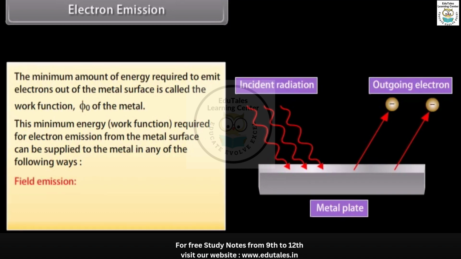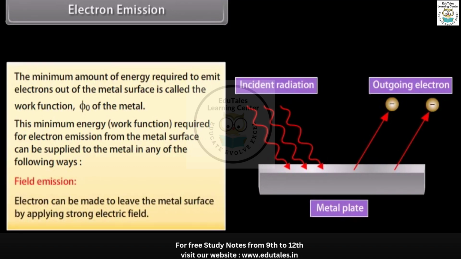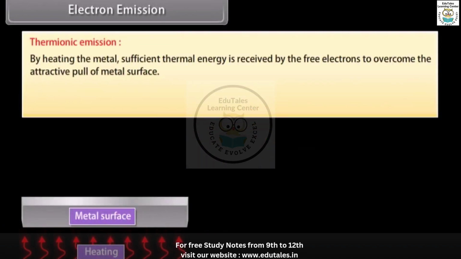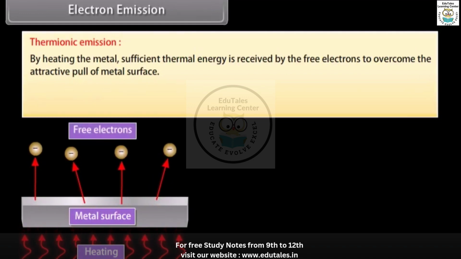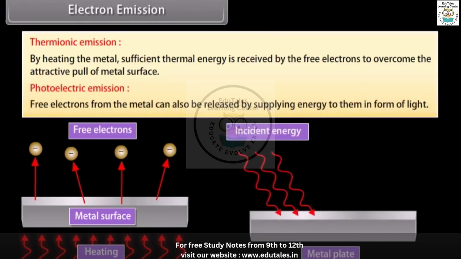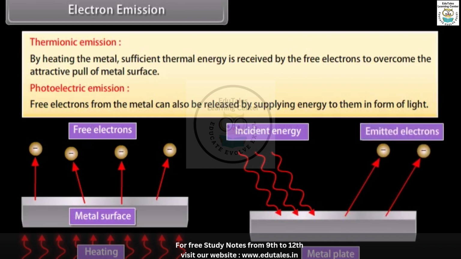Field emission. Electrons can be made to leave the metal surface by applying a strong electric field. Thermionic emission. By heating the metal, sufficient thermal energy is received by the free electrons to overcome the attractive pull of the metal surface. Photoelectric emission. Free electrons from the metal can also be released by supplying energy to them in the form of light.